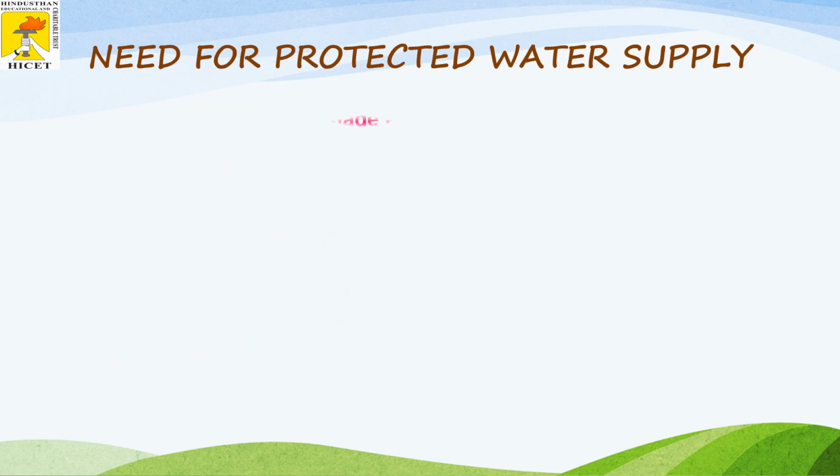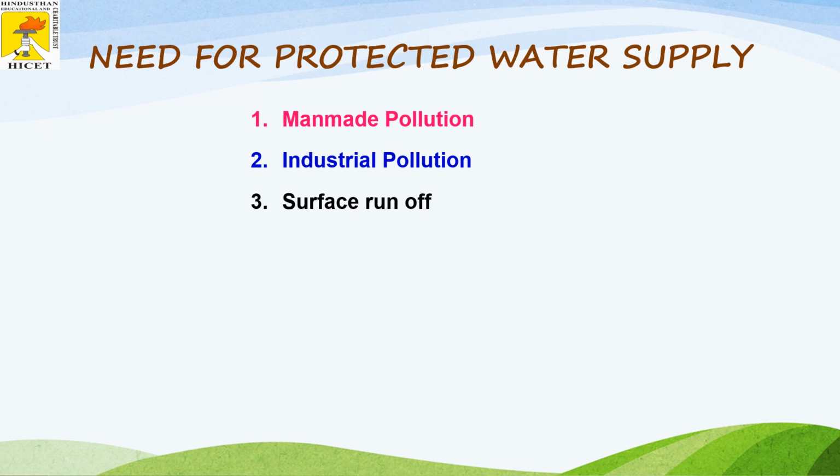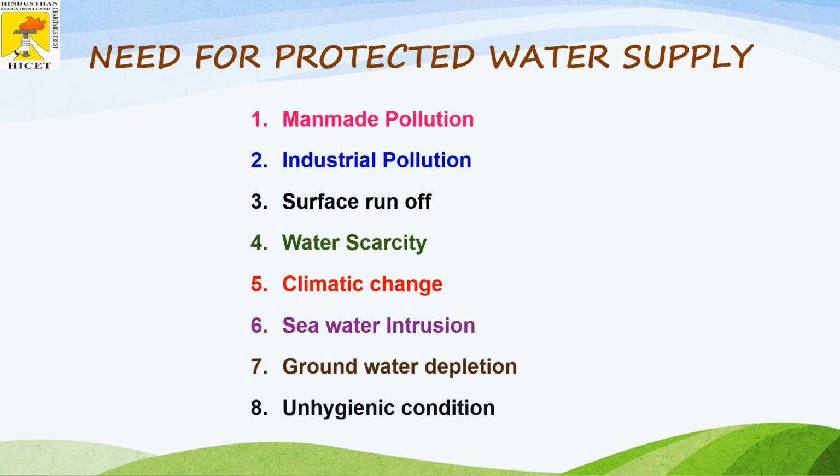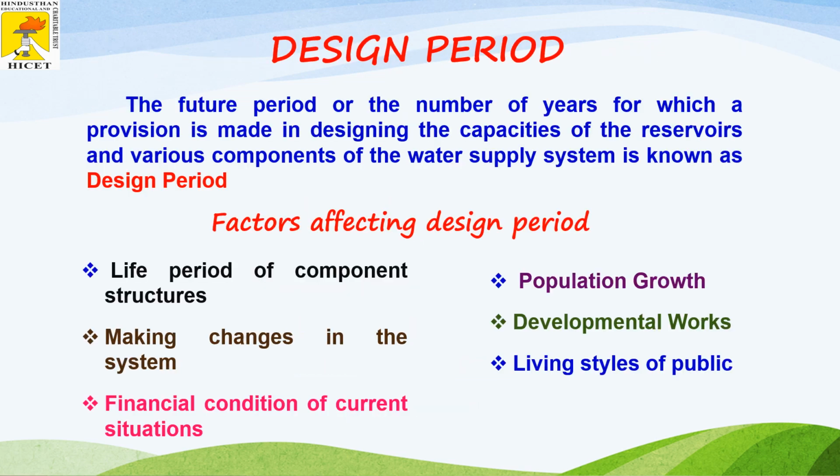Cleanliness. The need for protected water supply: man-made pollution, industrial pollution, surface runoff, water scarcity in climate change, sea water intrusion, groundwater depletion, unhygienic conditions. These are all the need for protected water supply.